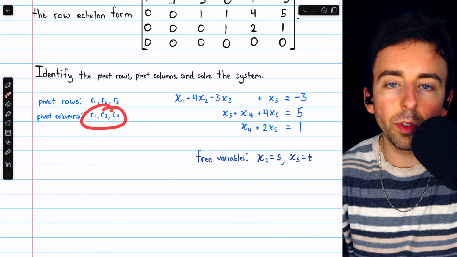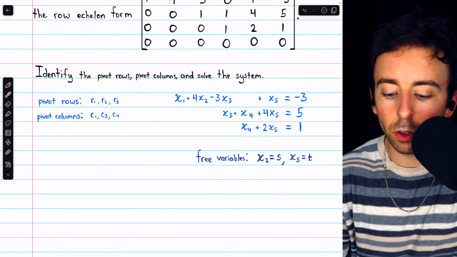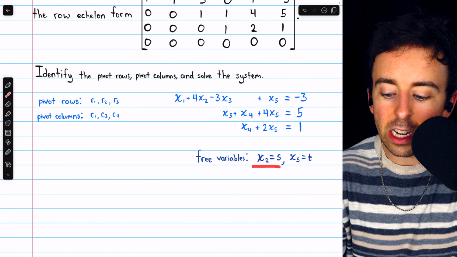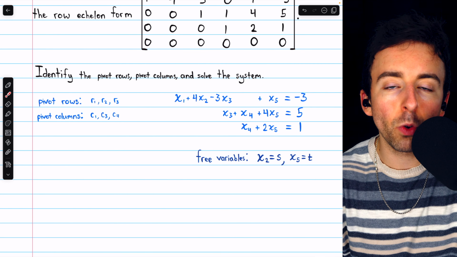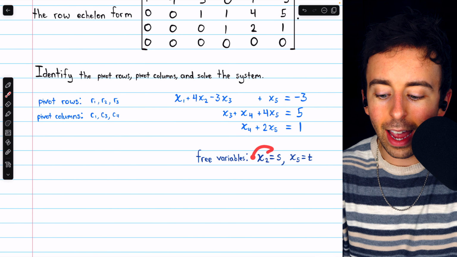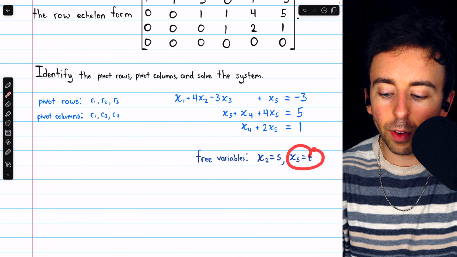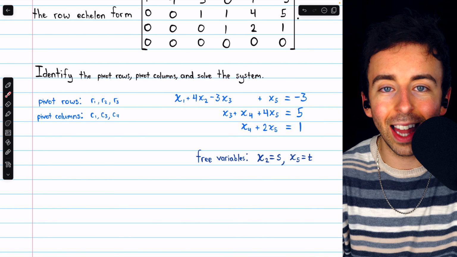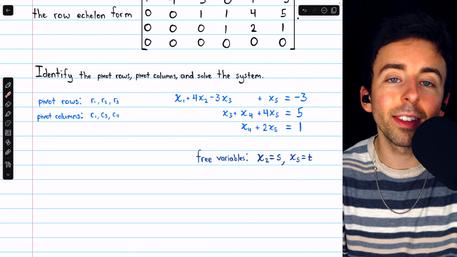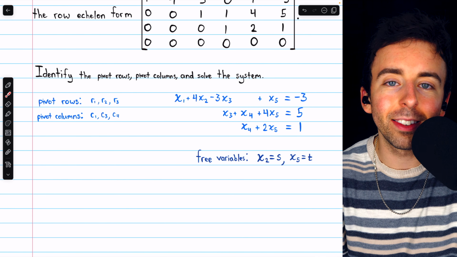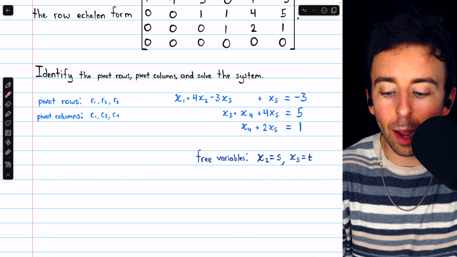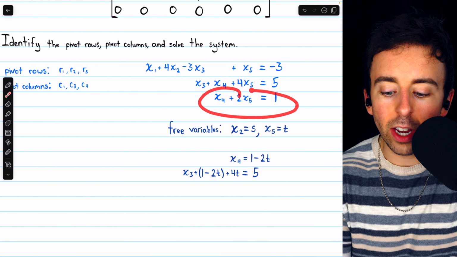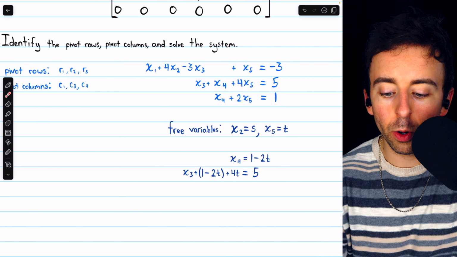Since columns 2 and 5 are not pivot columns, and so their corresponding variables are free variables, we can set each of them equal to an arbitrary parameter. So let's say x2 equals s and x5 equals t. These parameters are free to take on whatever values they like. Hence, when we do solve this system, we'll have an infinite set of solutions, described in terms of these parameters s and t. Again, we begin with the equation which comes from the last row.